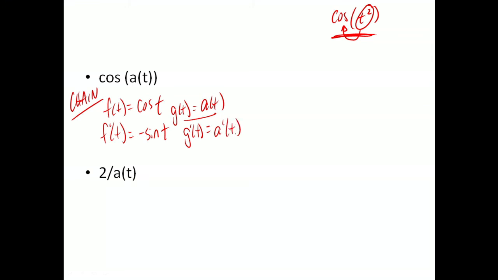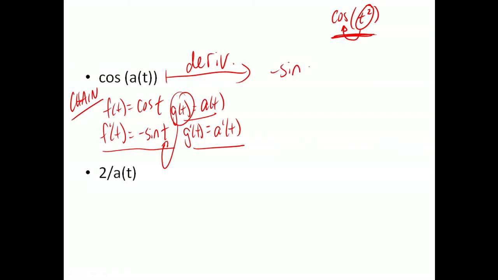All right? So I'm going to put the pieces of the chain rule together. The chain rule says I should do f prime, but with g plugged in, times g prime. Okay, so f prime is negative sine, but I'm going to plug g in. But remember, g and a are the same, so it's equivalent to put a in there, and then times g prime, but g prime is a prime. So that's my answer.